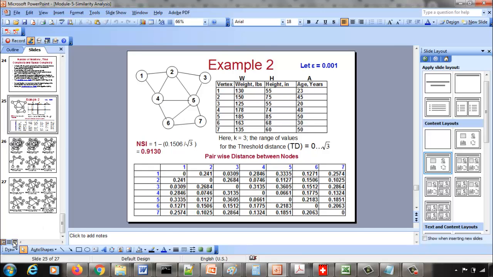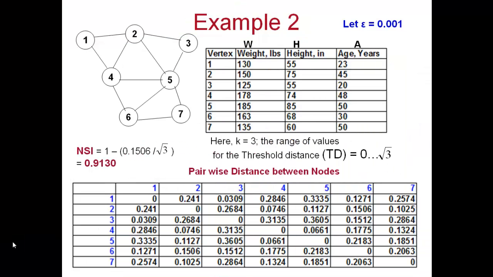Okay, so now we'll look at the social network with weight, height, and age of users given to you. And using all these three features, we want to assess the network level similarity among the nodes. So our k here is 3.